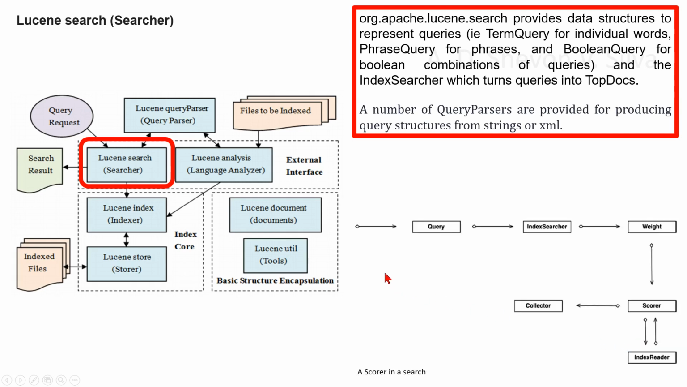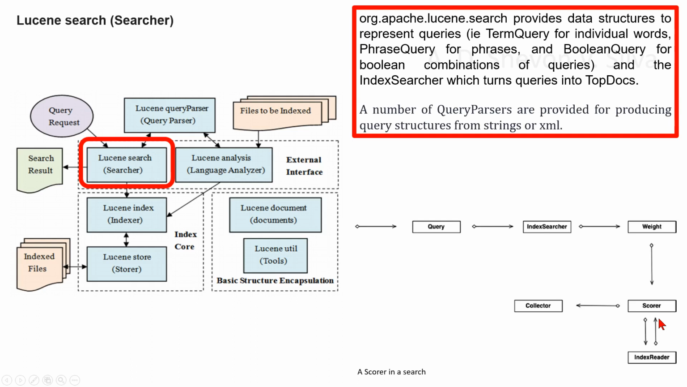Here you can see a scorer in a search. Scorer is the core of the search process in Lucene. Scorer is responsible for identifying matches and scoring hits from a set of documents present. Scorer is a special class. It is also an extension of a class known as DocIdSetIterator.